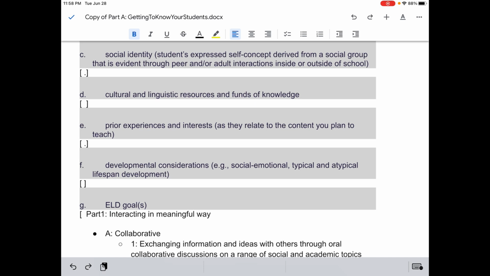Then we have part D. It's cultural, linguistic resources, and funds of knowledge. So I talked about how focus student 1 attends an English school where the school language setting is English. I talked about how he comes from a Hispanic household, and he is the only child and will be first generation from his family. And how do I know this?